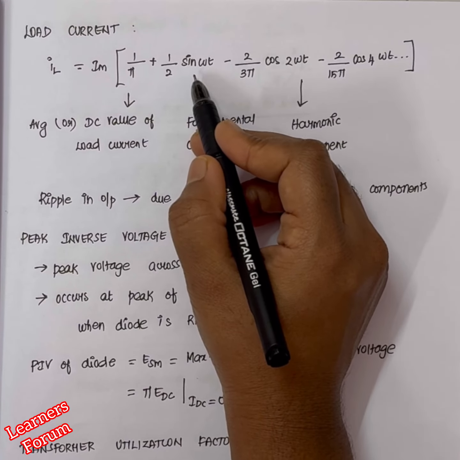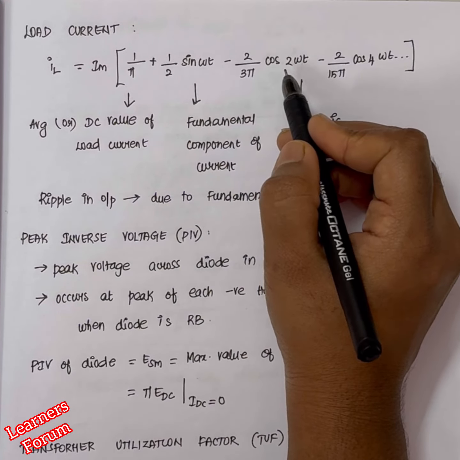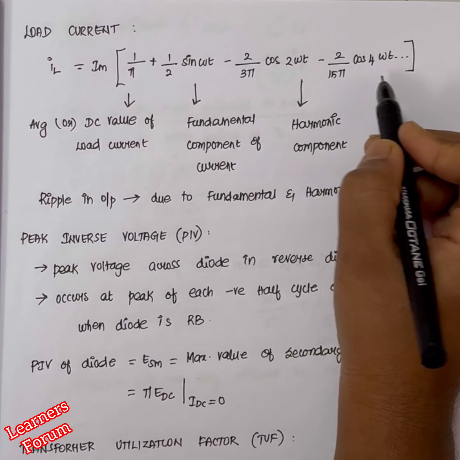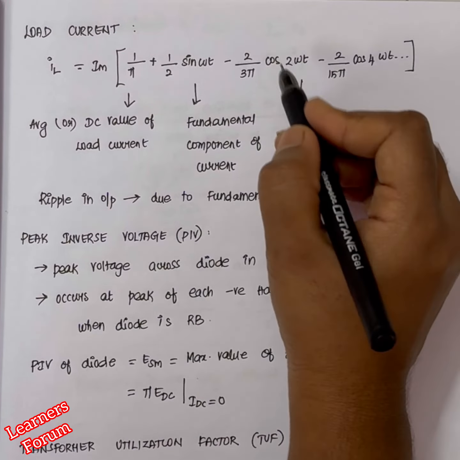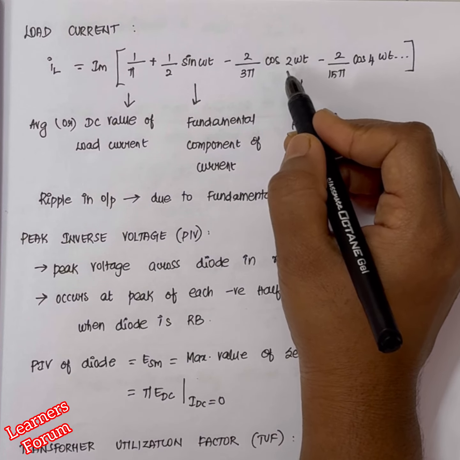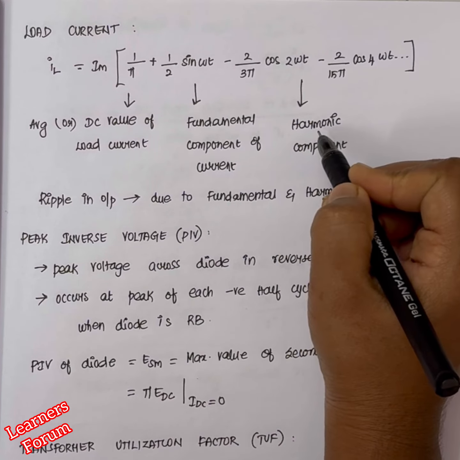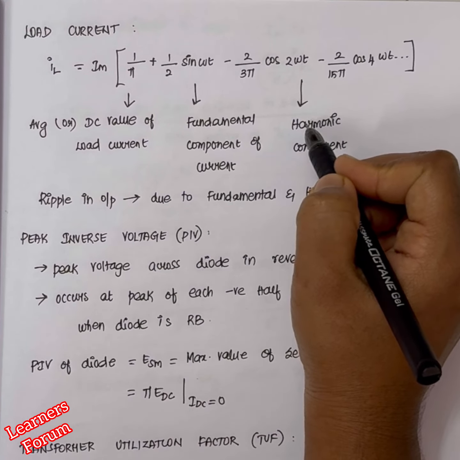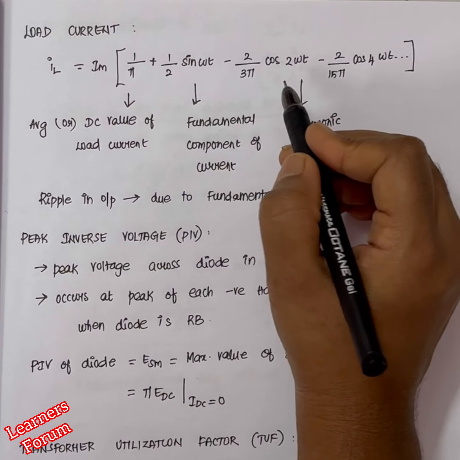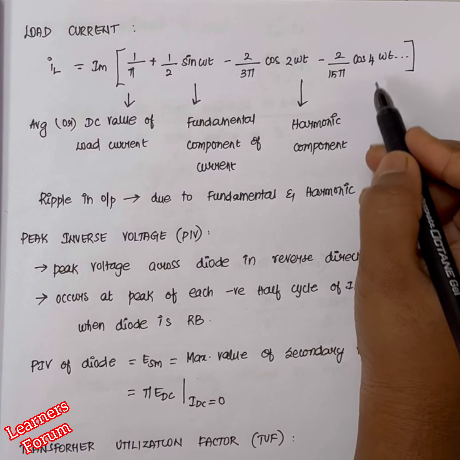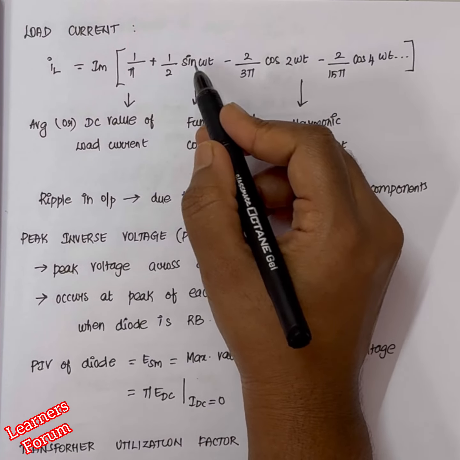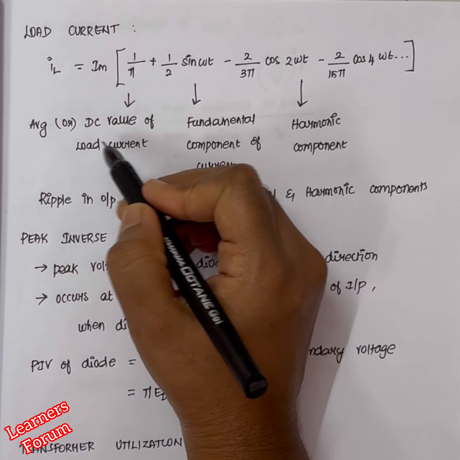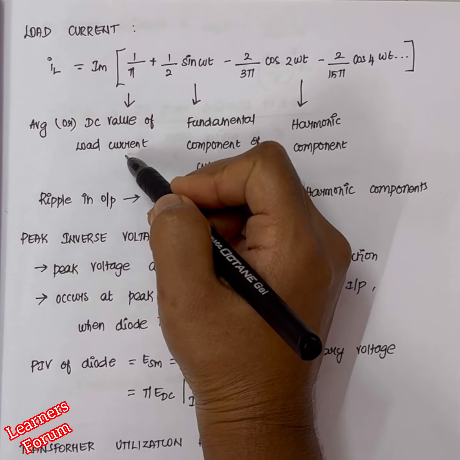And after this particular term, everything will be with respect to the base term, that is, this will be the base for all the other terms in the further equation. So the second term, minus 2 by 3 pi cos 2 omega t, will represent what is called the harmonics. Harmonics in the sense which is derived from the fundamental components. So all the remaining terms will be the harmonic components, whereas this first term will represent the fundamental term and the constant term will represent the average or DC value of load current.